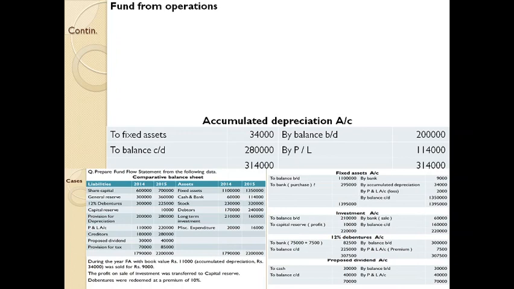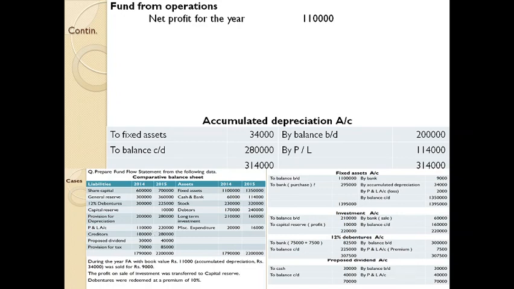Now let us prepare fund from operation. And we know how to prepare a fund from operation. It will begin with net profit during the year, and you know how to take the net profit. In the question the P&L account is given. See here, P&L account is given. So let us take the difference and you will get 1,10,000.